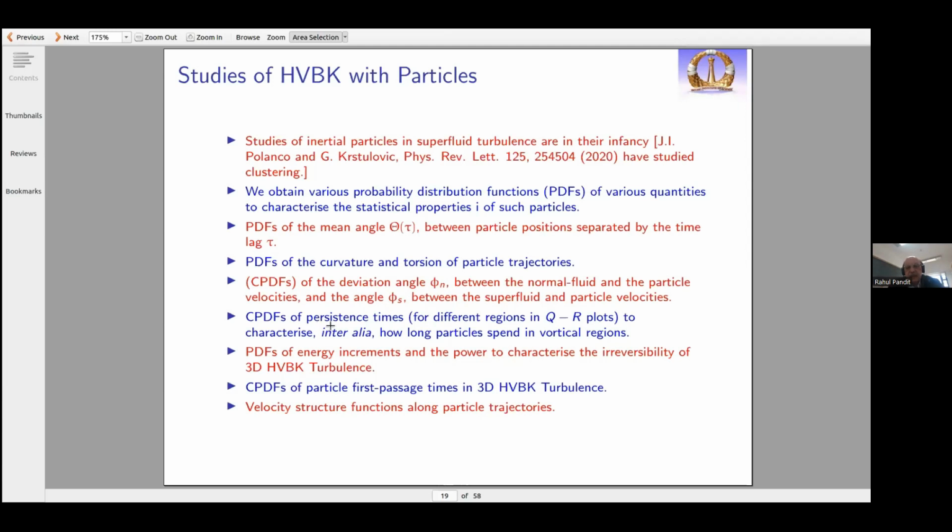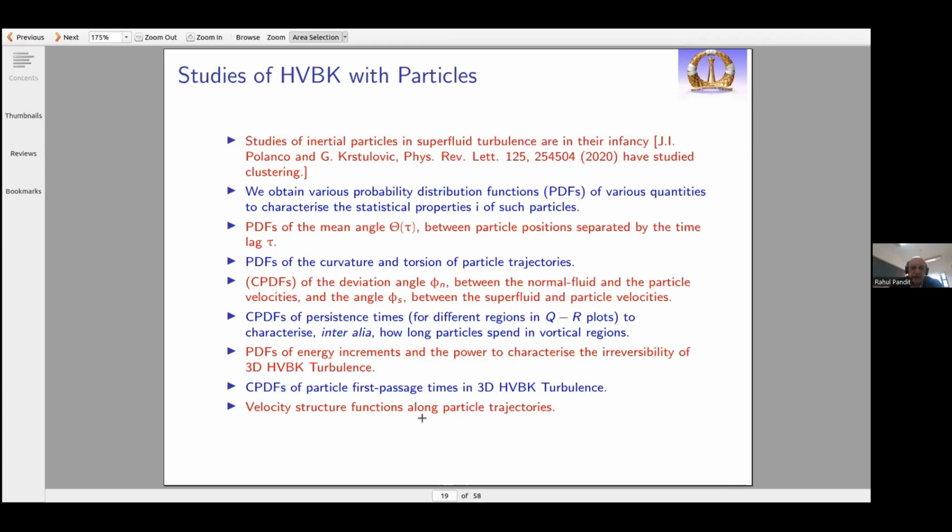Then if you get more technical, you can obtain persistence times. I won't cover this in great detail, but again, I'm sure all of you know about the Q and R invariance in 3D turbulence. You can get the HVBK analogs of those. In certain regions which are called A and B, you can say the flows are essentially vortical, and therefore you can ask the question and answer quantitatively how long particles spend in vortical regimes. You can also characterize irreversibility of 3D HVBK turbulence by looking at statistics of the power. This was mentioned briefly in one of the talks. I will cover it here and also in the context of bacterial turbulence.